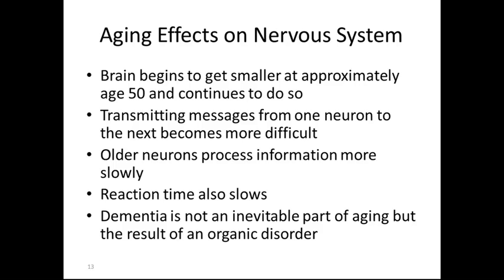Aging effects on the nervous system. The brain begins to get smaller at approximately age 50 and continues to do so. However, this does not mean that there is a loss of brain cells. Typically, this loss is minimal in aging. As we age, we are still capable of generating new neurons. Transmitting messages from one neuron to the next sometimes becomes more difficult, and older neurons process information more slowly. Reaction time is also slower. Dementia is not an inevitable part of aging, but is a result of an organic disease or disorder.